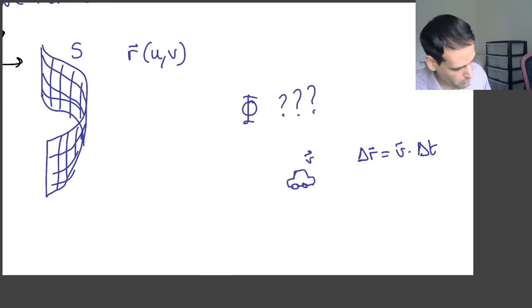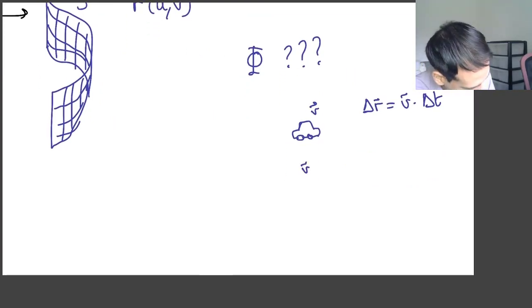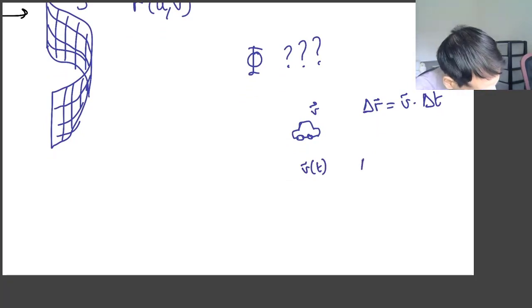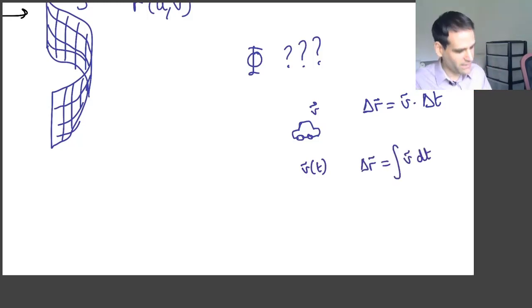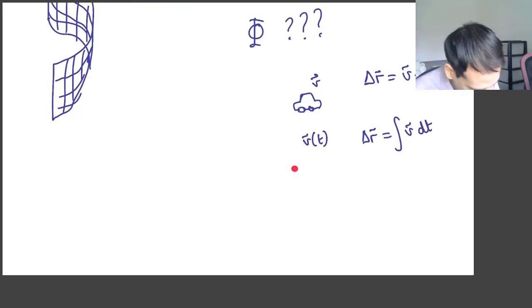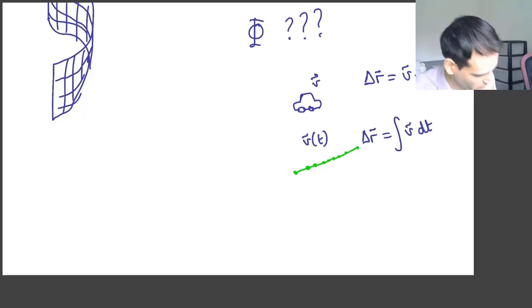But what if the velocity of the car is changing with time? What do you do then to calculate the total distance covered? Well, you do an integral. Right? That's what you do. That's why integrals are useful, because integrals are saying, I'm dividing the path of the car into tiny intervals. Maybe the car is going slower here, then it goes faster.